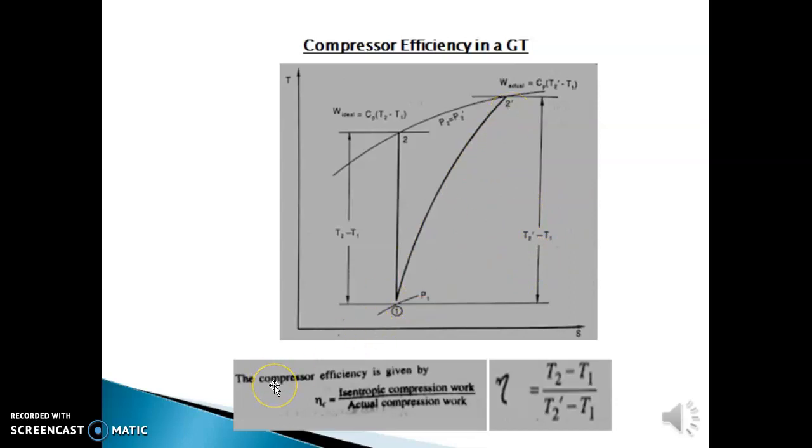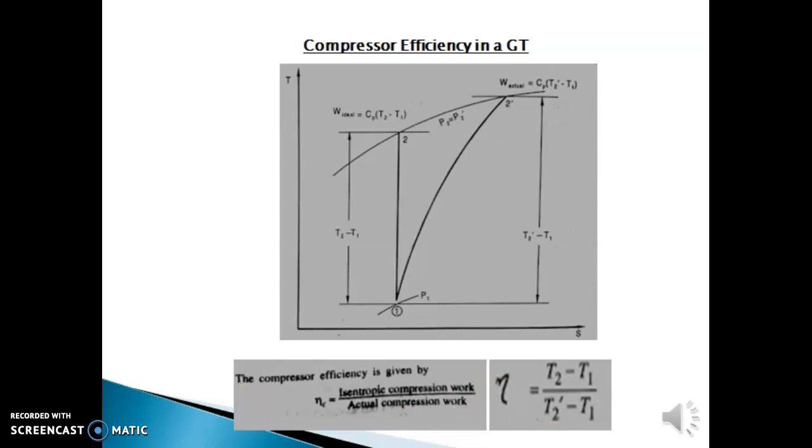So similar to the turbine efficiency, I can also write compressor efficiency, but there is a difference. Compressor efficiency here will be equal to the ratio of isentropic compression work to actual compression work. That is, isentropic compression work will be Cp into T2 minus T1 divided by Cp into T2 dash minus T1, where the Cp value will get cancelled. So what is remaining is T2 minus T1 divided by T2 dash minus T1. That is, compressor efficiency can be defined as a ratio of isentropic temperature rise in the compressor to actual temperature rise in the compressor. So these are the main performance parameters that we are using.